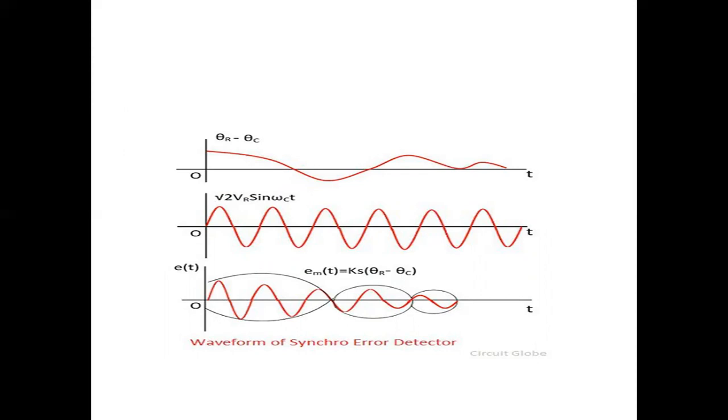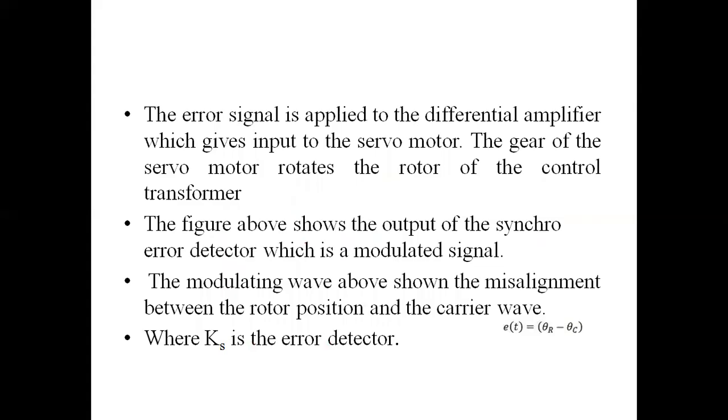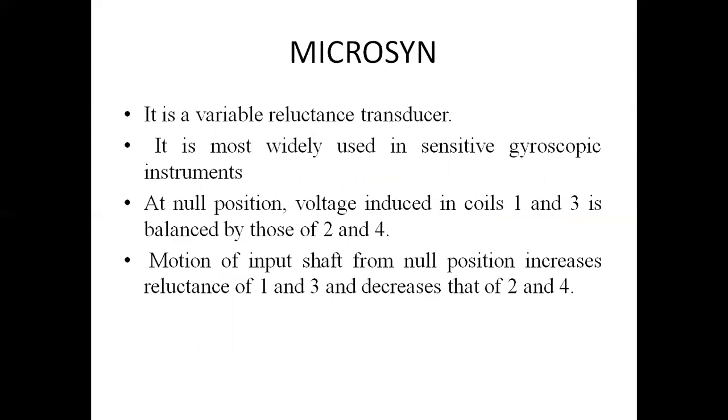The voltage equation shown above is proportional to the shaft positions of the rotors of the control transformer and transmitter. Whenever we consider the error signal, it is applied to the differential amplifier, which gives input to the servo motor. The gear of the servo motor rotates the rotor of the control transformer. The output of the synchro detector is a modulated signal, showing the misalignment between the rotor position and the carrier wave, where e(t) is equivalent to theta_r minus theta_c. So this is about the synchro.